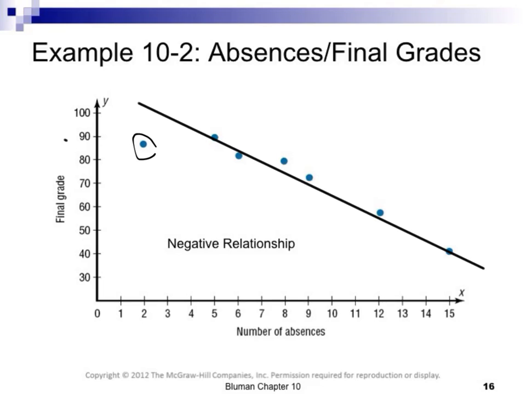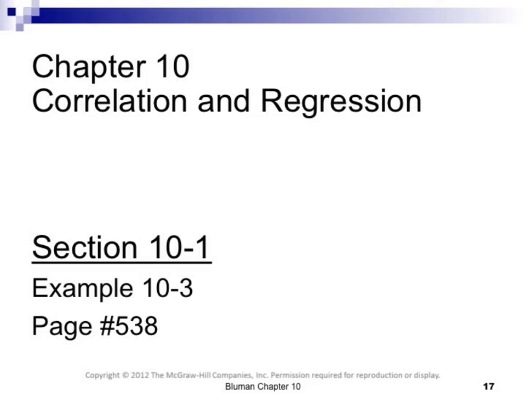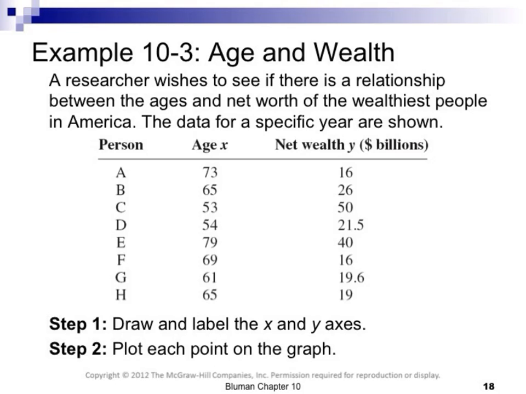Now, if you're doing these in your calculator and calculating regressions, it's going to give you a line that best fits your data. But again, this is a negative relationship, and again, because that line has a negative slope, we say that it has a negative correlation. The higher the number of absences, the lower your grade, by and large. And so here we have another example, 10.3, age and wealth.